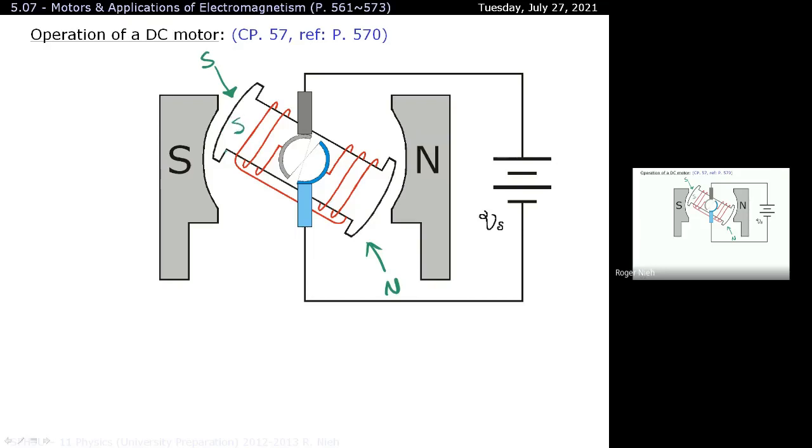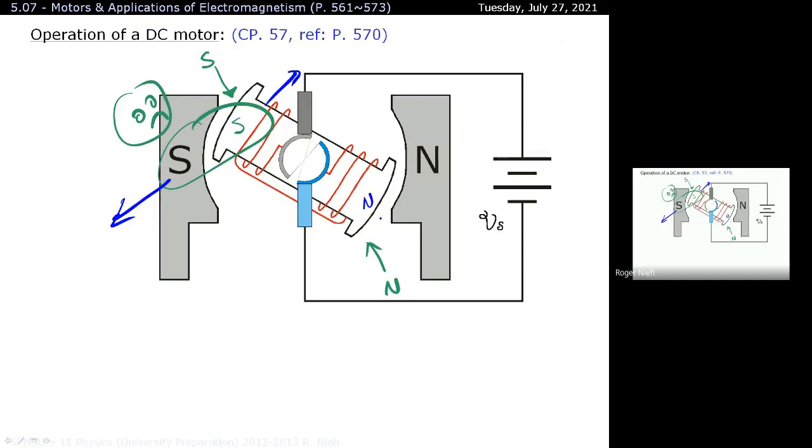Now, we know that south does not like south. They don't like each other, so they're going to try to magnetically separate from each other. Now, the permanent magnet on the left-hand side, that south, will stay there. It can't move, so only the armature is able to move. So you can already predict at this point that it's going to start to rotate clockwise.